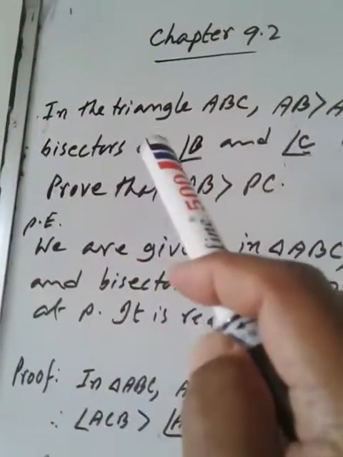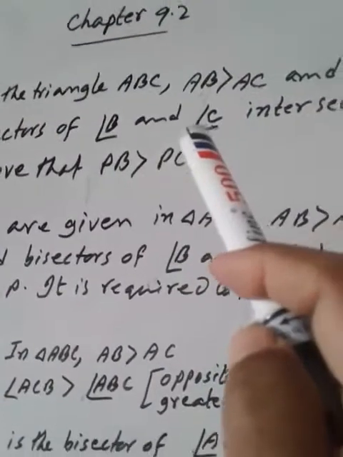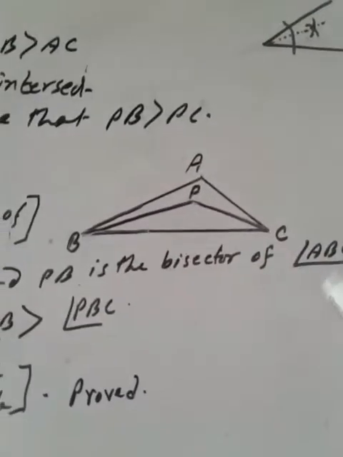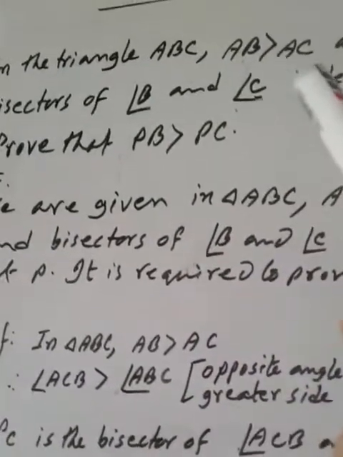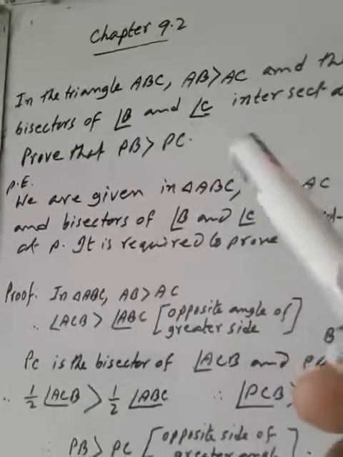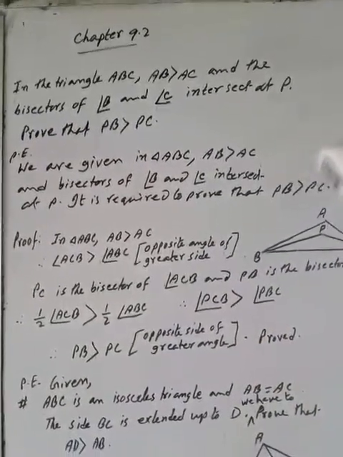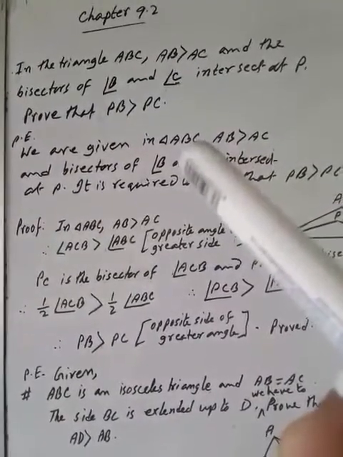See, this is the triangle ABC. AB is greater than AC, and the bisectors of angle B and angle C intersect at P. Prove that PB is greater than PC.